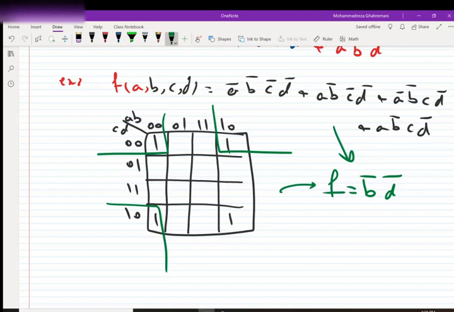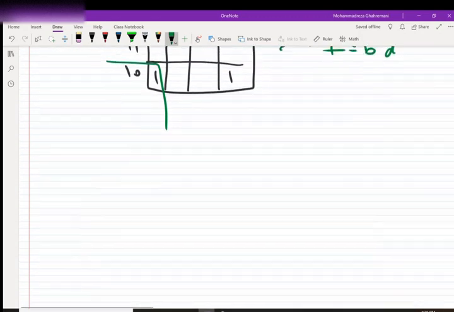Okay, so this one is like one of the positions that you might need to deal with.